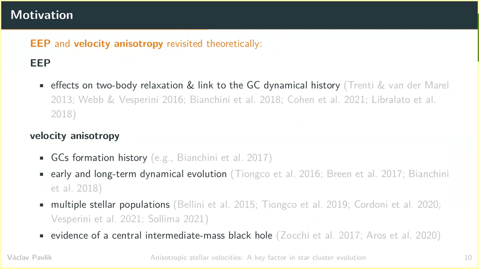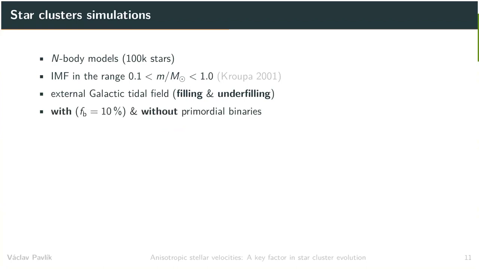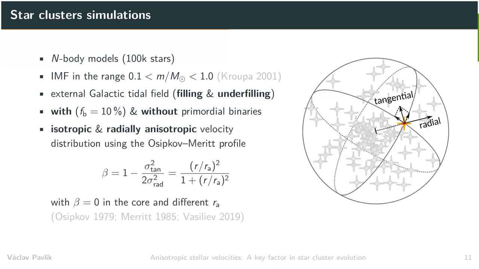So all that motivated us to do numerical models that would start with different initial conditions to try to map them to the observations. We had a globular cluster with 100,000 stars, an evolved initial mass function of an old system, and an external tidal field, because star clusters are never isolated. They live in the galaxy, so you can either have a tidally filling cluster, which lives in a strong tidal field, or an underfilling cluster, which lives in a weak tidal field. You rarely ever start without binaries, because binary stars are formed in the cluster, either during core collapse or even primordially due to star formation. So we took models with and without primordial binaries. And we also took models with isotropic and radially anisotropic velocity distributions.